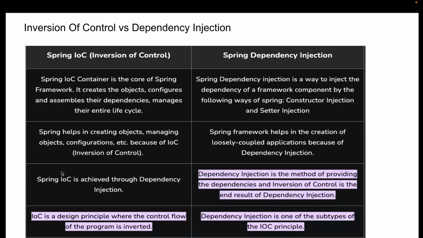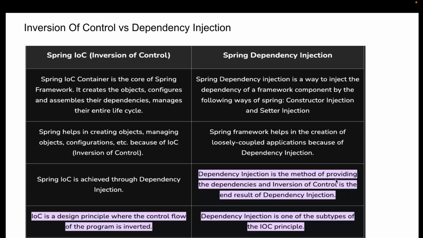Now let's see the other point. Spring IOC is achieved through dependency injection. We already talked about this, right? IOC is a design principle and dependency injection is the practical method to achieve this design principle. So let's see this section. Dependency injection is the method of providing the dependencies and inversion of control is the result of dependency injection. This is again the same thing.